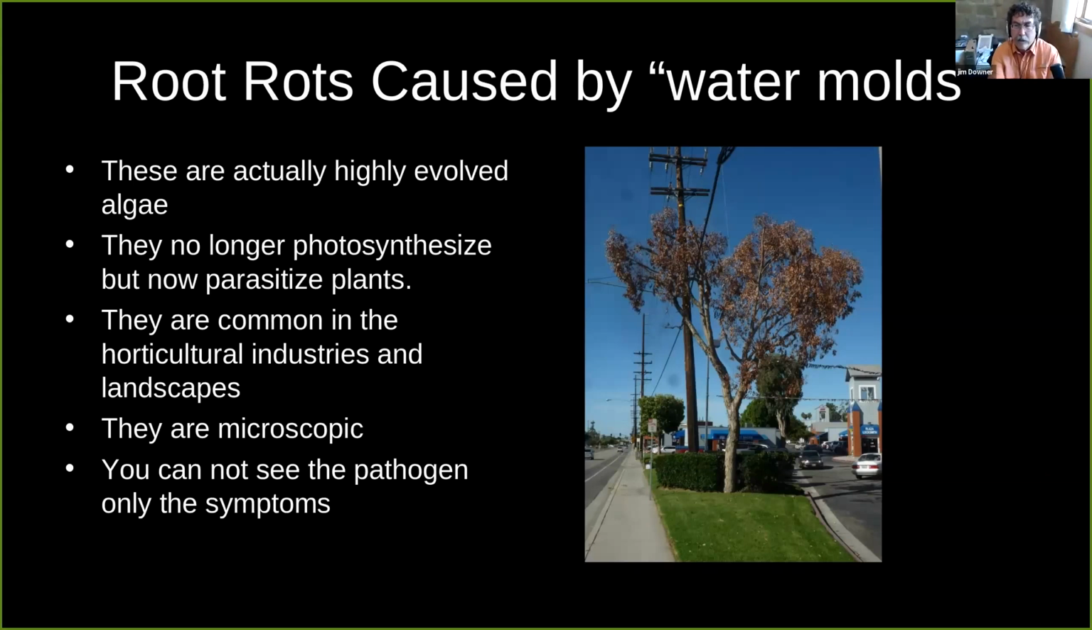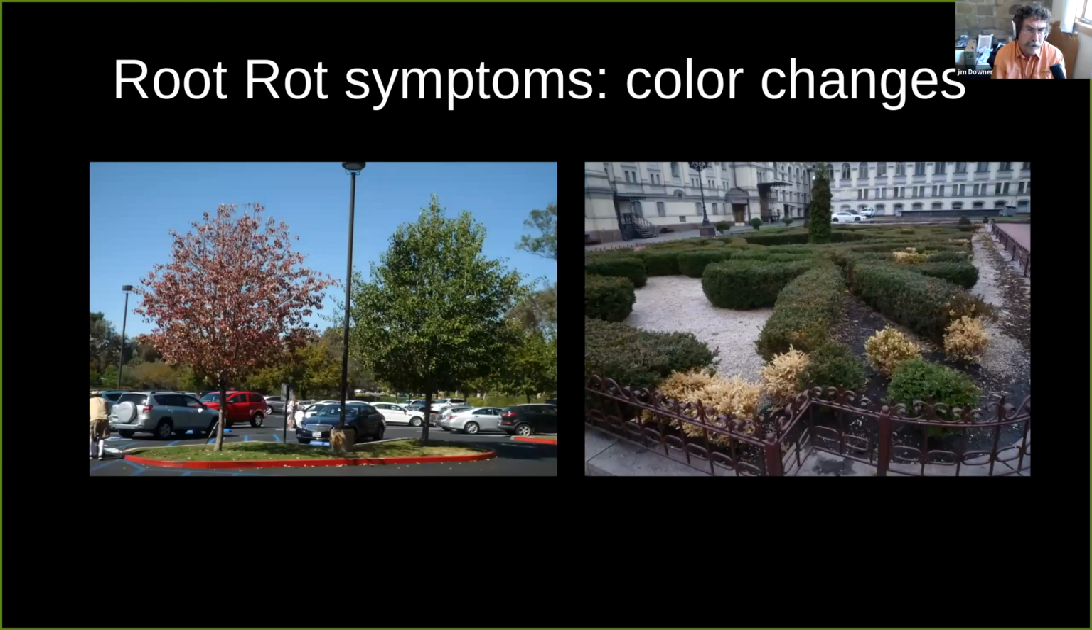So here we see some of those color changes. Bradford pear on the left turning red, and a healthy one in the same image. So it's not a fall kind of thing. It's not fall color. This is turning red in the spring. It shouldn't be doing that. And in the picture on the right in Kiev, Ukraine, boxwood shrubs that have gone off and turned straw colored or brown. So both of these cases are Phytophthora, where the root systems of the individual plants are being completely destroyed.